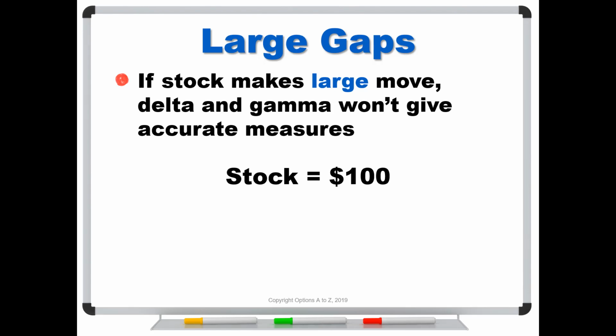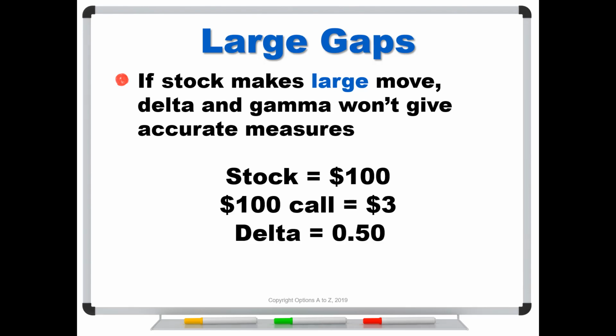So if we have our stock at $100, call at 3, and our delta at 50, let's say that maybe during pre-market the stock looks like it's going to gap up $5. Well, I can't just take my delta of a half here and say I'm going to pick up half of that, or $2.50, and therefore my option's going to trade for $5.50. That's going to severely underestimate that option's price.